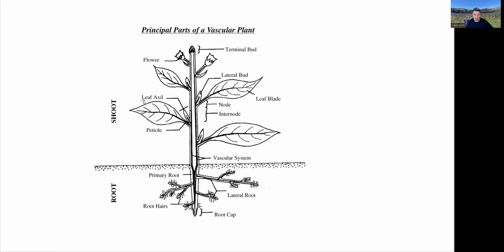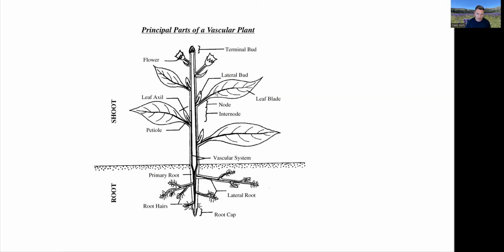Now, next one down, leaf axil. The leaf axil isn't necessarily a plant part. It's an angle that helps us to identify plants. So all of these things, we're learning them because we use all of the characteristics of these individual parts to help us to identify what plant it is we're looking at.